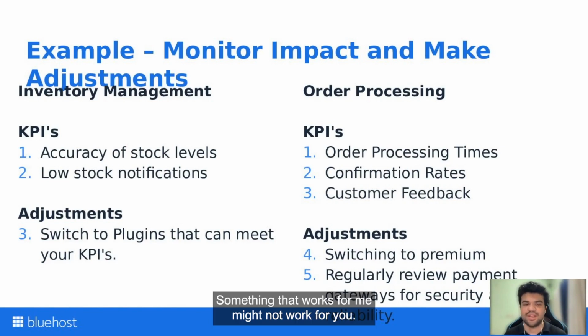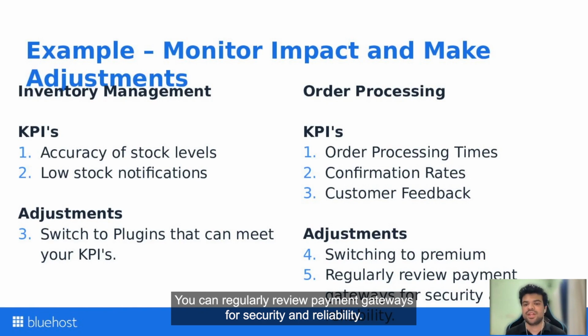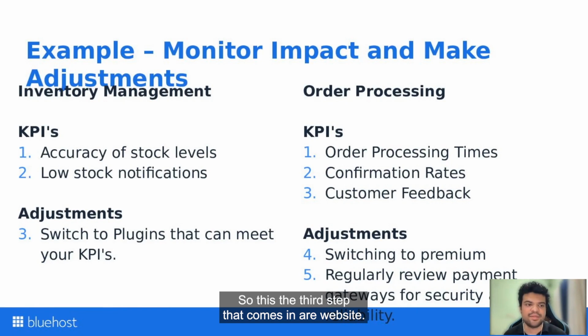Something that works for me might not work for you. So it's always good to monitor your impact. For order processing, my key performance indicators would be the order processing time, the confirmation rates, and the customer feedback. Let's say that the free version only allows so many things to happen. You can consider switching to a premium version. You can regularly review payment gateways for security and reliability. So this is the third step that comes in our website.